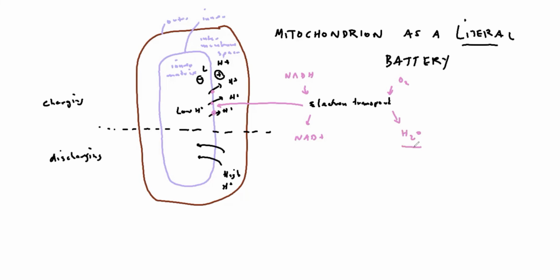Remember, H2O is kind of like the end point. That's where the electrons are at their most stable position, right? Now, because energy is released as electrons are moved towards places where they're more stable, that energy released is realized in the form of the H plus movement, the H plus being actively moved from the inner matrix to the intermembrane space. Okay? And so electron transport is a mechanism that we use to charge the battery.